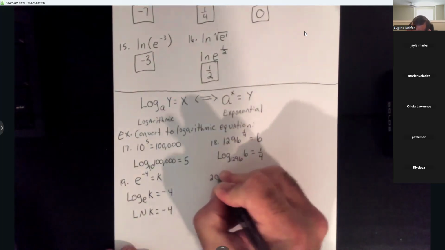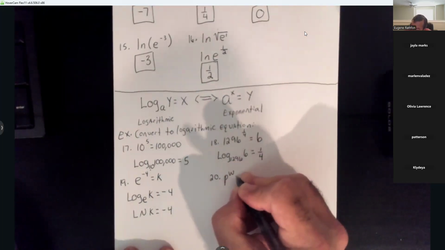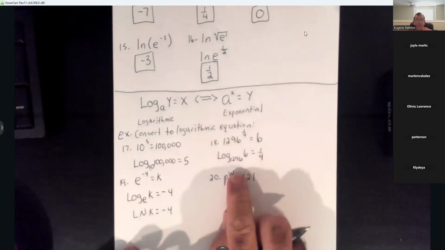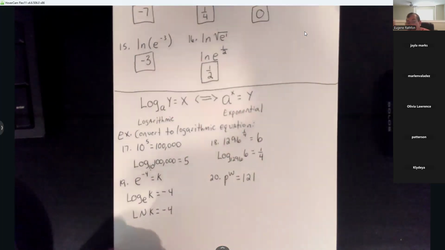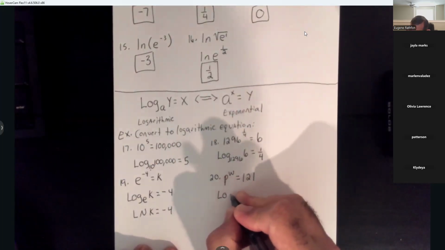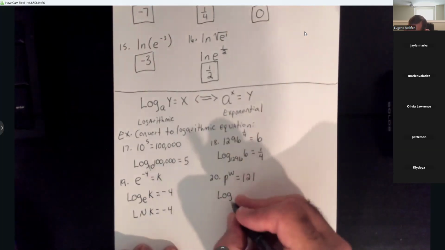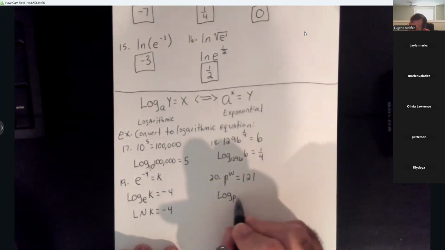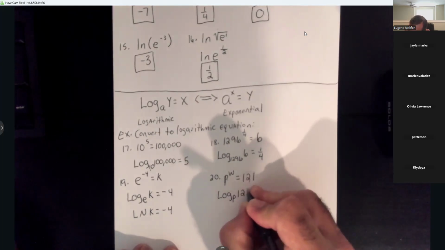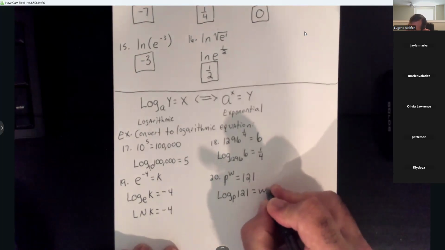All right, y'all, then we got 20. P to the W equals 121. So they're just starting to throw letters at you to see what you do with these. The first thing you're going to do is write log. The base of the log is the same as the base for the exponential, so that'll be a p. The result is the same as the result of the exponential, 121, and that's going to equal the exponent of w.